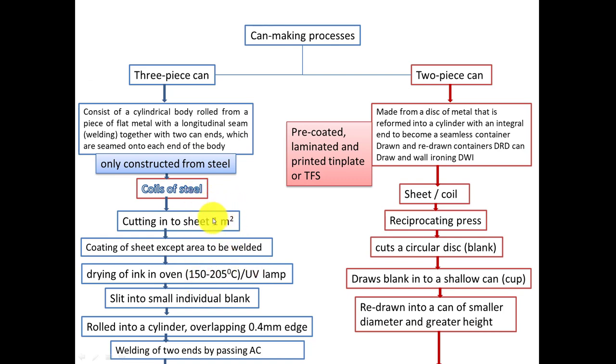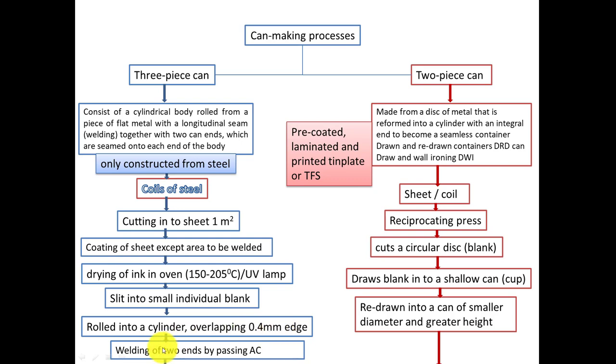Then this 1 meter square sheet is further cut into smaller sections known as individual blanks. It is slit into small individual blanks. Now these blanks are ready, and then these blanks are rolled into cylinders. During rolling, we keep in mind that there should be an overlapping of the two edges of at least 0.4 mm.